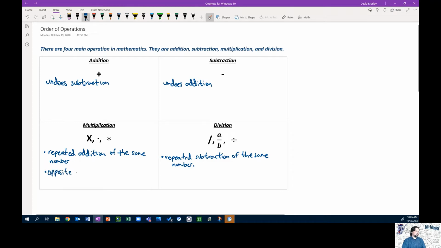It's the opposite of dividing. And this is the opposite of multiplying.